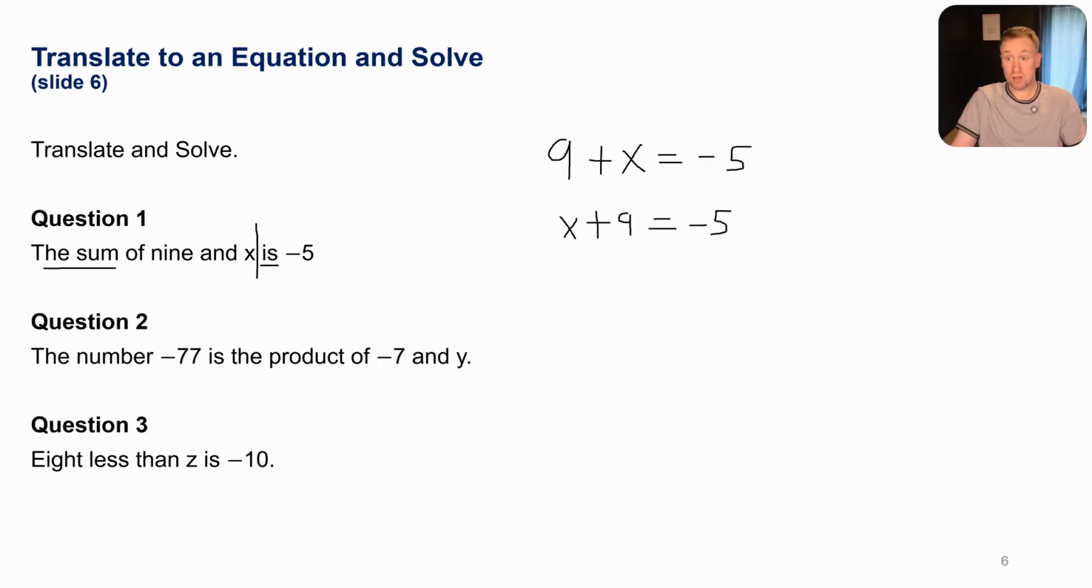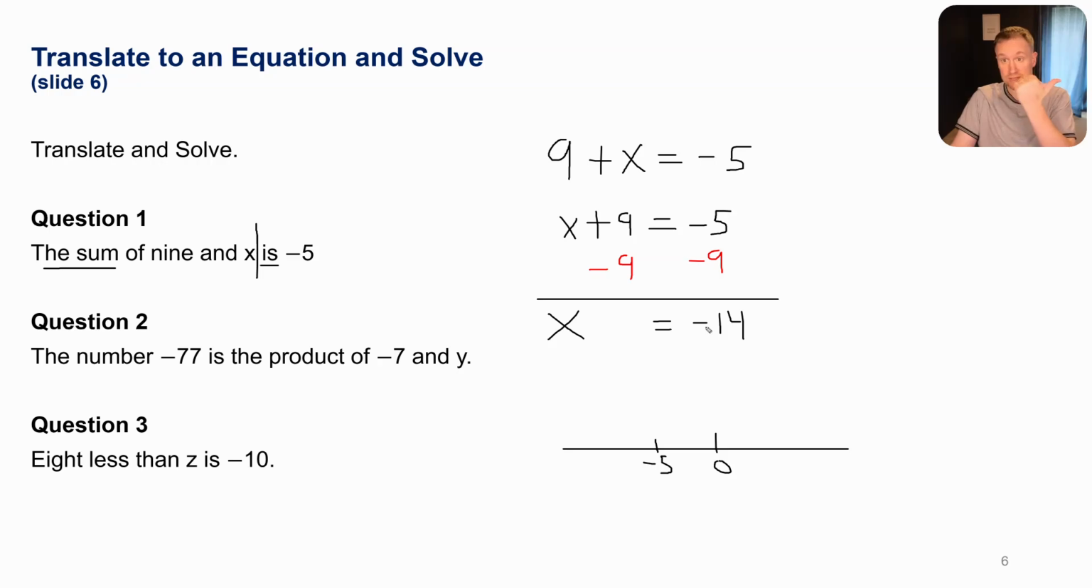Okay, so now we can solve this equation by subtracting both sides by 9. So subtract 9 on the left side and subtract 9 on the right side of the equation. And we get x, 9 minus 9 is 0, equal sign, -5 minus 9 is -14. Okay, if I showed this on the number line here, again, -5 is here, and then when we subtract 9, that decreases our value. Subtract 9, we go back 9 units, and we end up at -14 here.